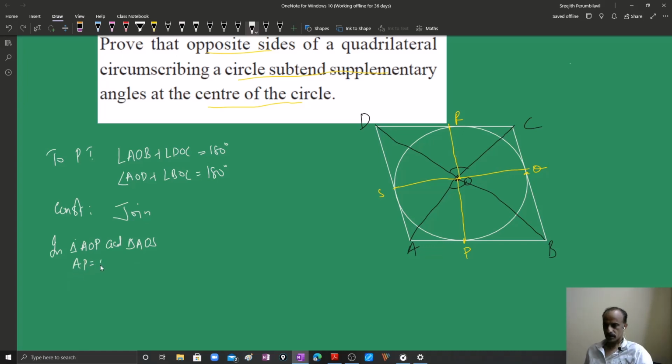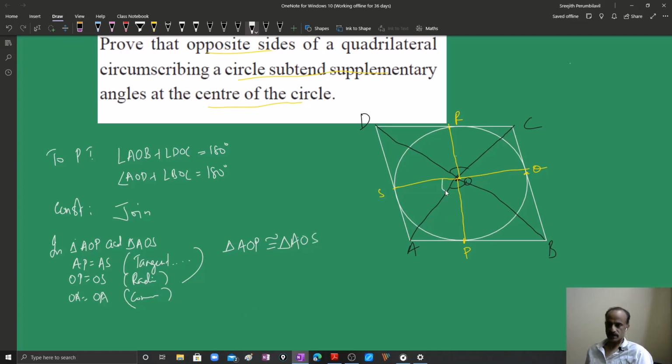AP is equal to AS. The reason: tangents drawn from an external point. I'm not writing that completely. Similarly, OP is equal to OS, the radius of the circle. OA equal to OA, common. That means triangle AOP is congruent to triangle AOS.